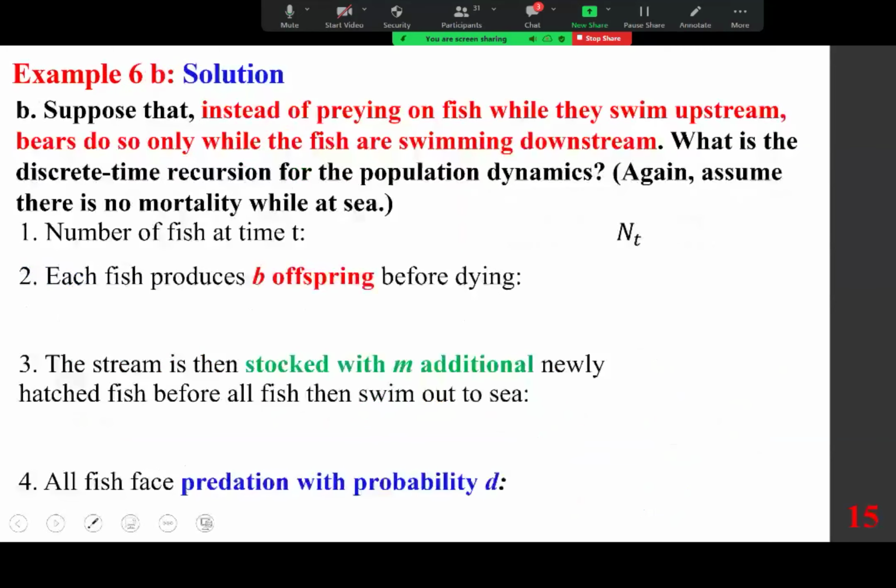That's one way. Second way, instead of preying on fish while they swim upstream, it happens when they go downstream. So again, we have the same amount to begin with, N sub T. Each fish produces B offspring, so B times that. Remember, plus N sub T minus N sub T because they die. So just B times that. Then we add how many? M.